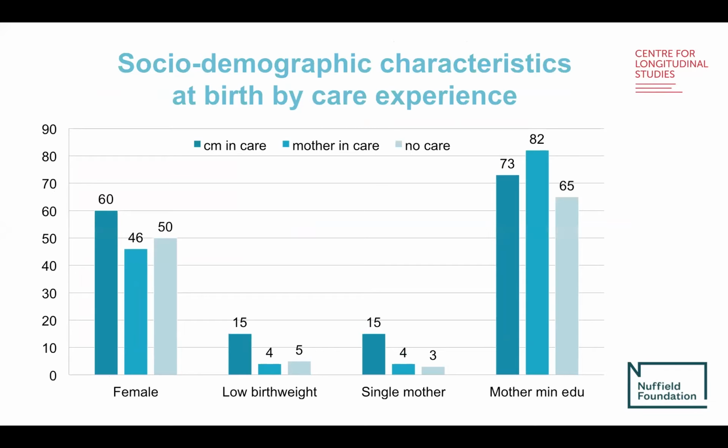Before turning to some multiple regression results, I just want to outline some of the key family background and socio-demographic differences by care experience, which we're going to include in the modelling. This chart shows that cohort members who've been in care themselves were more likely to be female, to have had low birth weights, to have been born to a single mother, and for their mother to have only had minimum levels of education.